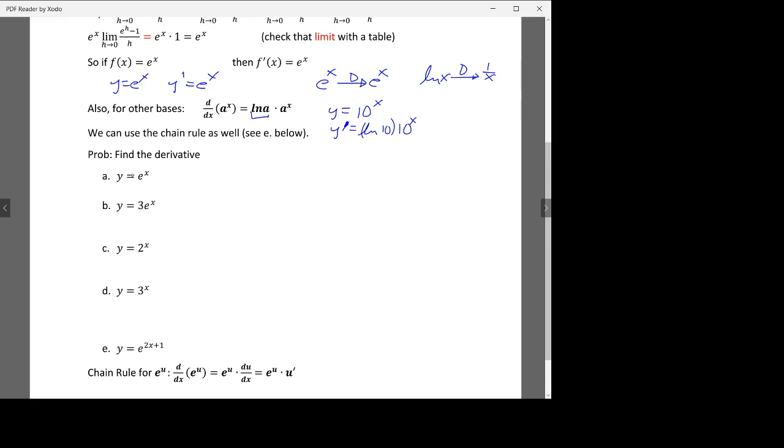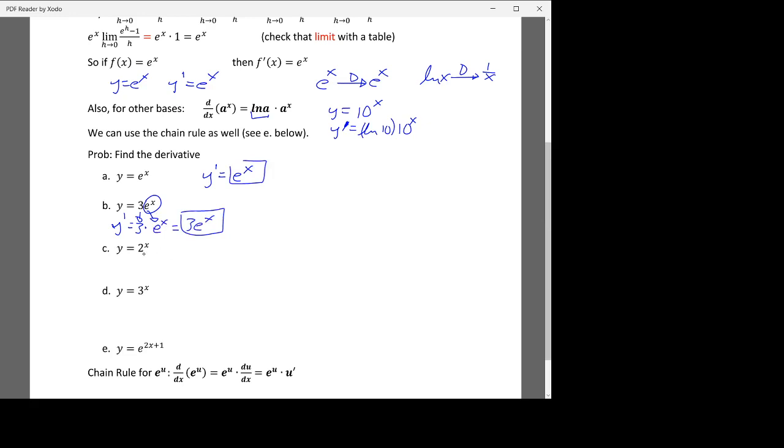So let's try it. If you find the derivative, y equals e to the x, y prime is, you already memorized that one, e to the x. y equals 3 e to the x. So remember this little guy. We have a constant, 3, times a function, so we just do them separately. Pull the constant down, don't take the derivative, just say, all right, it's 3. And the derivative of e to the x is e to the x. Yeah, it's the same thing.